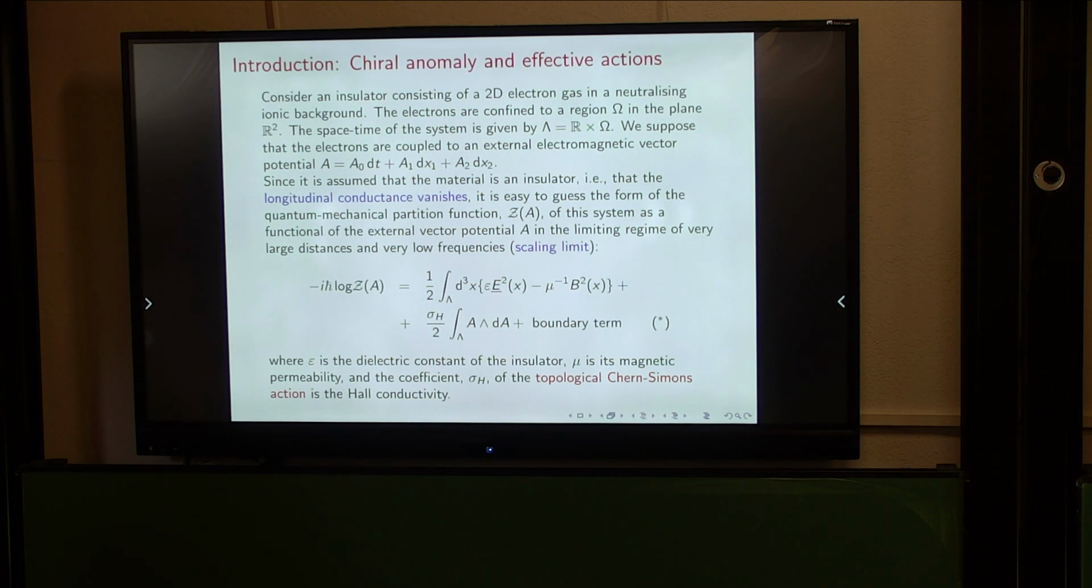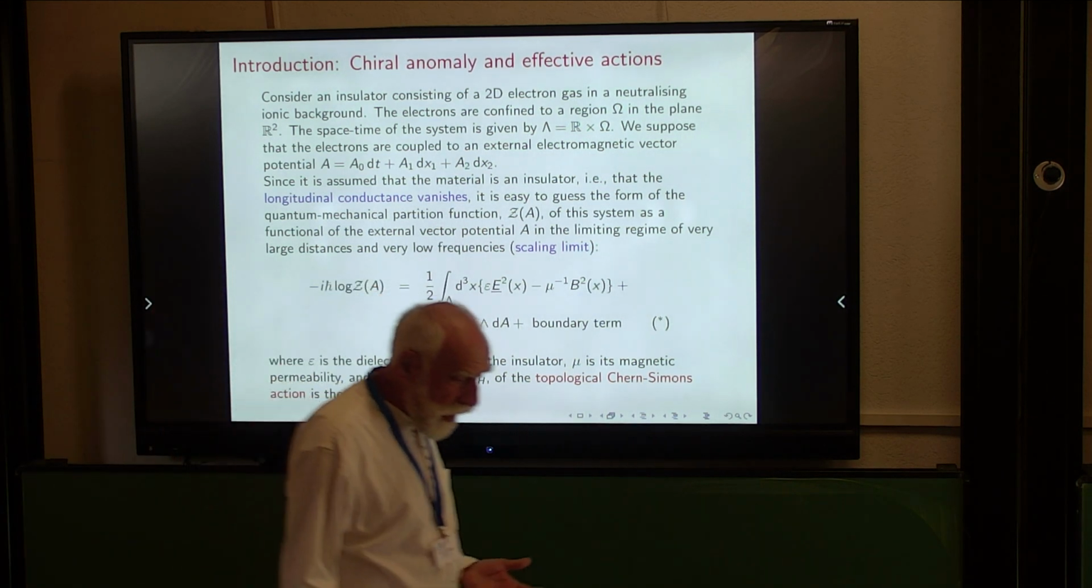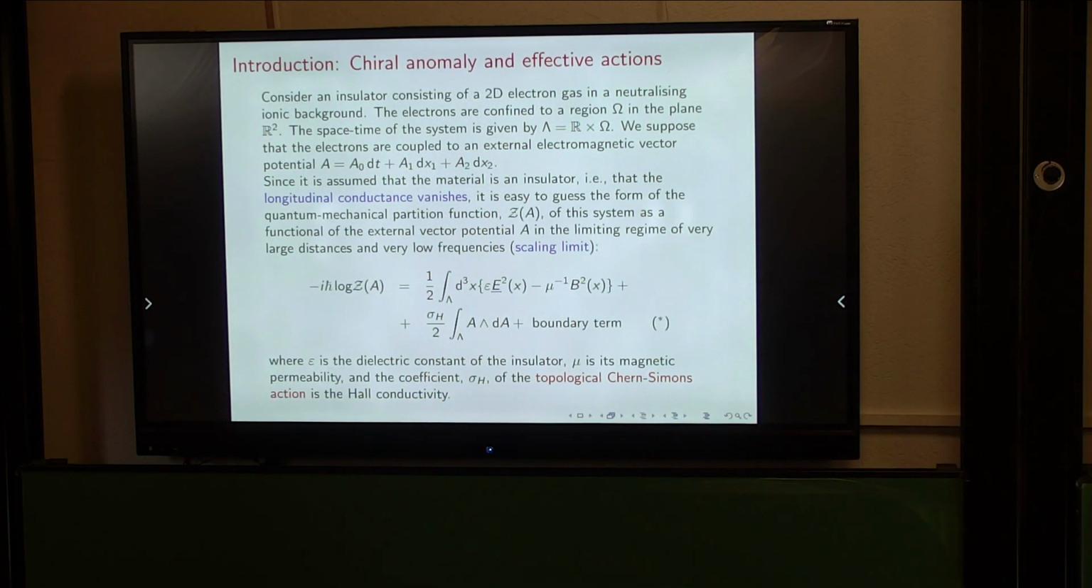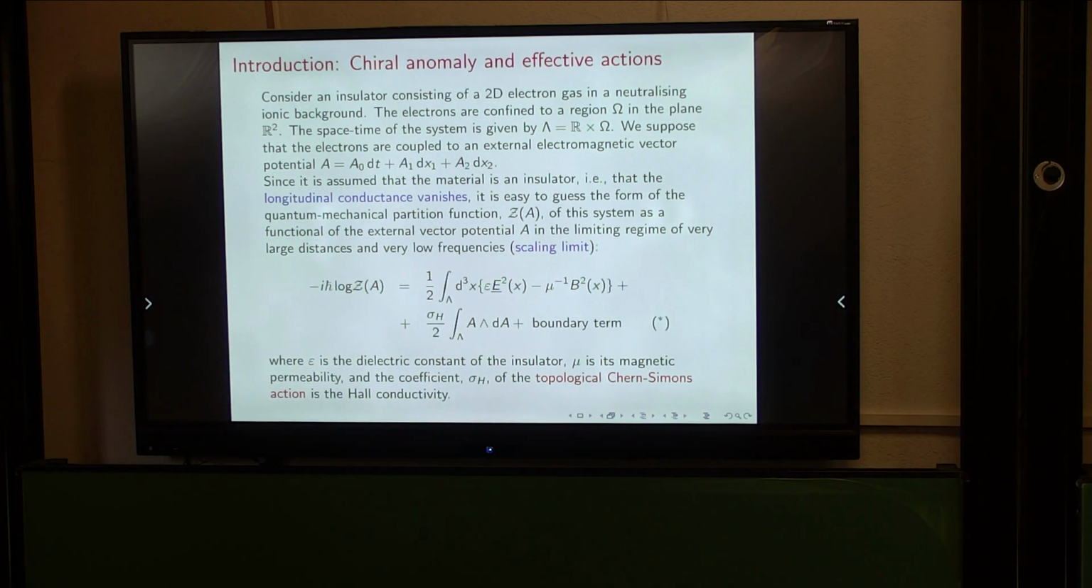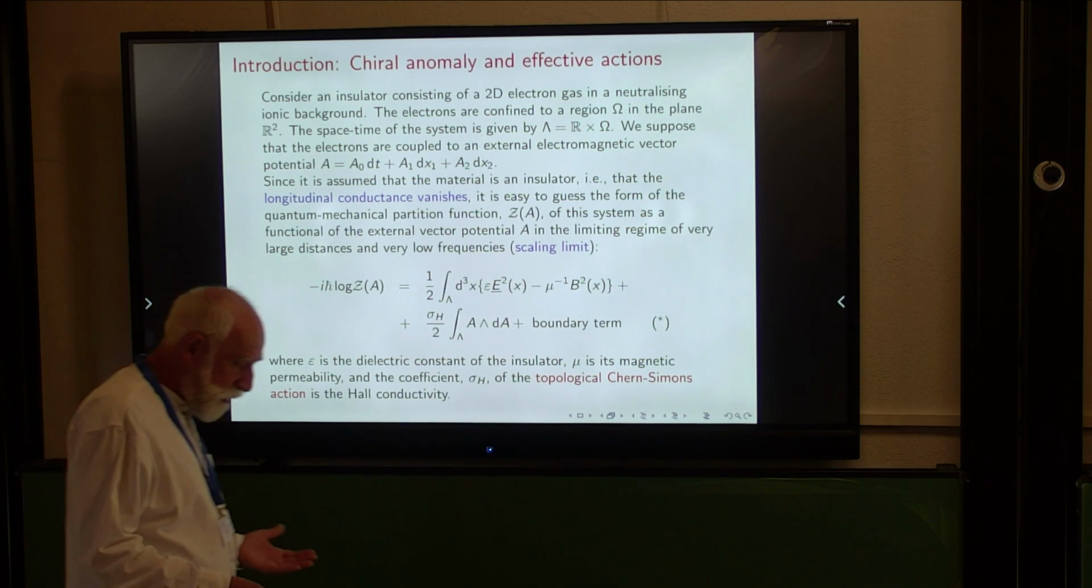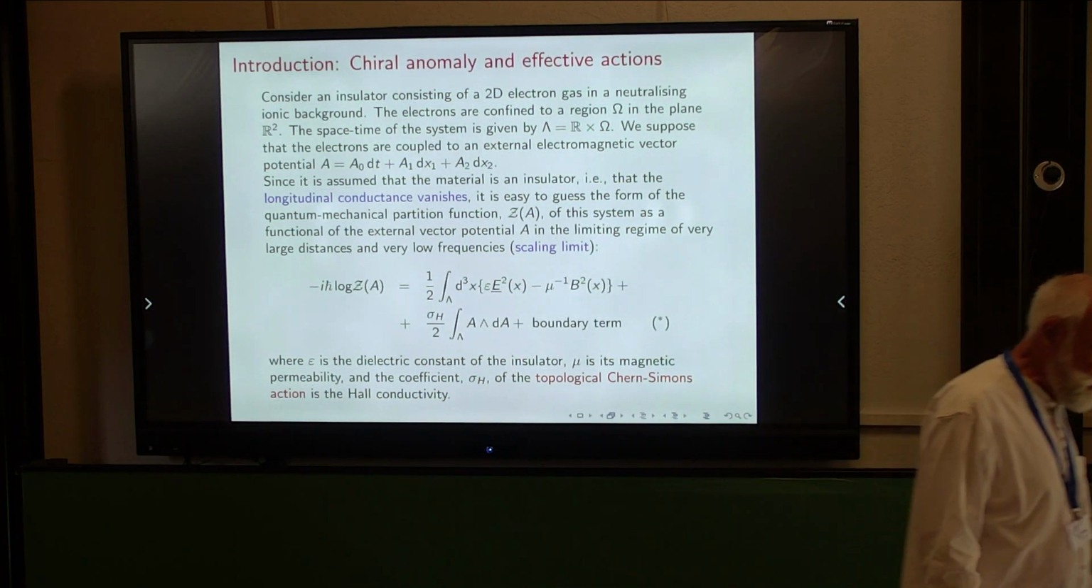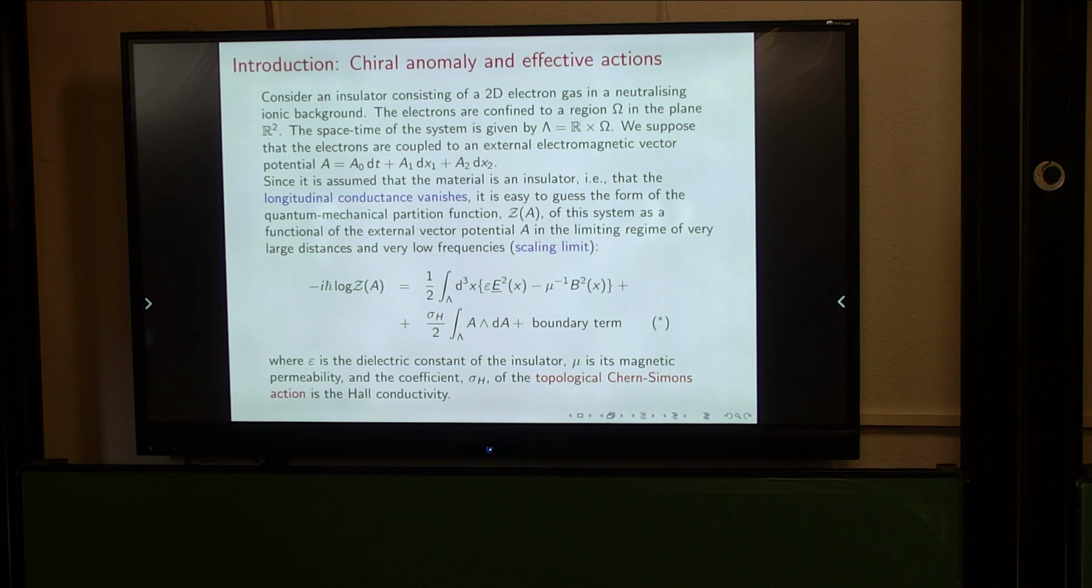So I consider an insulator that consists of a two-dimensional electron gas in a neutralizing ionic background. The electrons are confined to some region of the plane. You should think of the plane as being an interface between a semiconductor and an insulator, and you turn on a gate voltage that pushes the electrons towards the interface. And there they form a very nearly two-dimensional gas of electrons. Then the whole thing, in the case of the Hall insulator, is put into a homogeneous external magnetic field transversal to this interface.